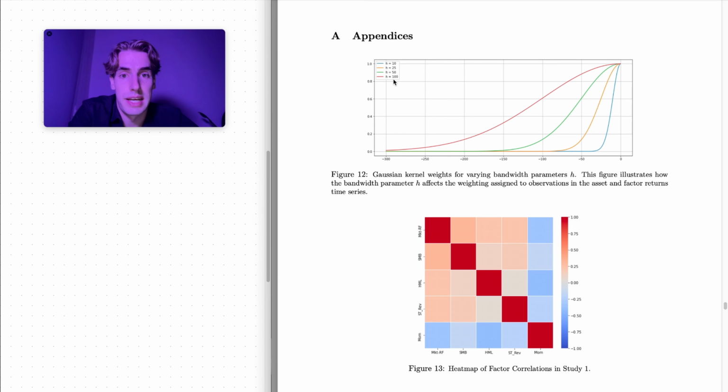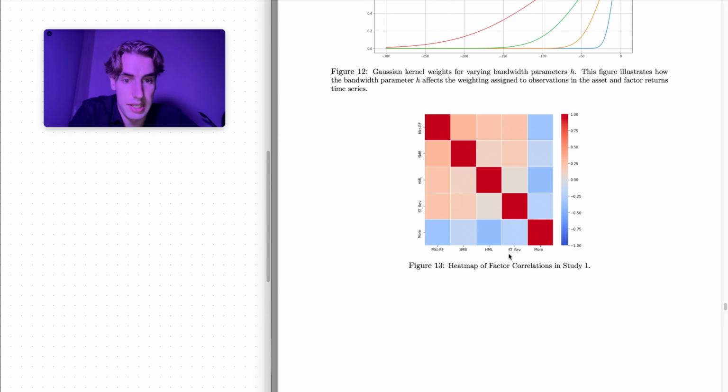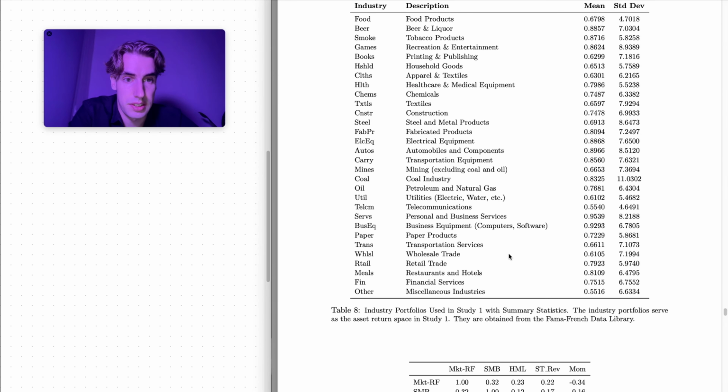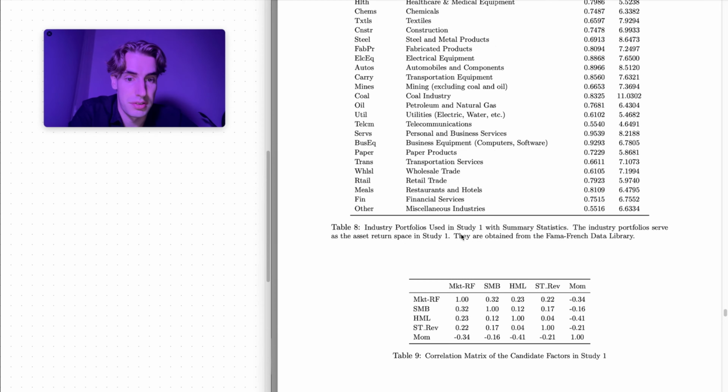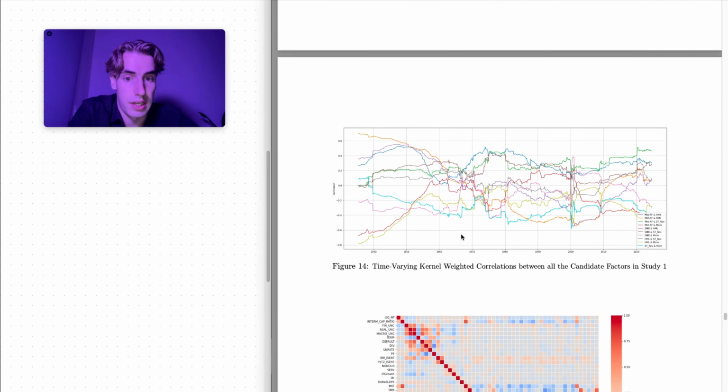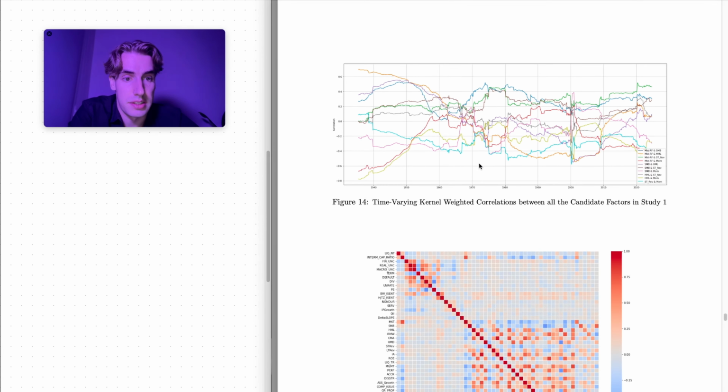I choose the one with HS100, which means these are the past periods, and this is the weighting. So one period back will receive a weighting of 1, while 150 periods back will receive a weighting of a bit more than 0.3. The correlation heat map of the first factors, these are the industry portfolios used. Another correlation method, the rolling correlations in study 1.